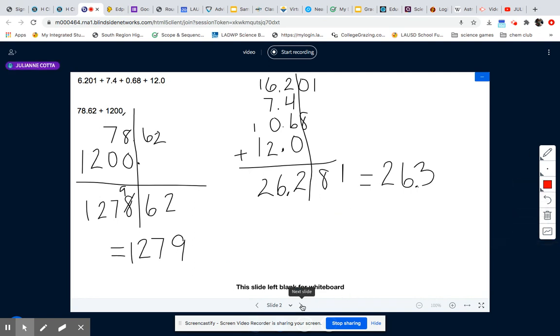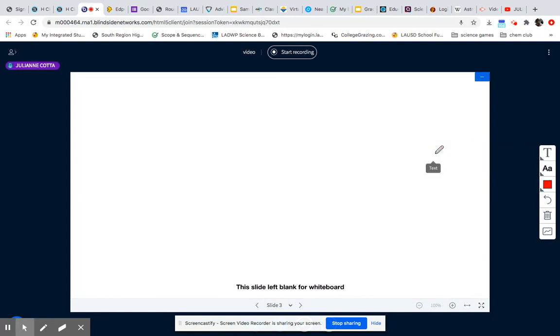Okay, let's try another one. 8.264 minus 7.8. Okay, this is subtraction, but I still want to line up the same way. So I write my 8.264. That was a better decimal place that time. 264. That is not a good 4 though. Better 4. And then minus 7.8. And I want to line it up with the decimals. So the decimal is right here in the middle.